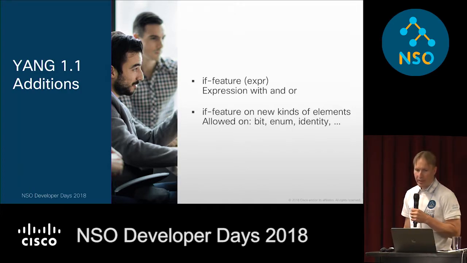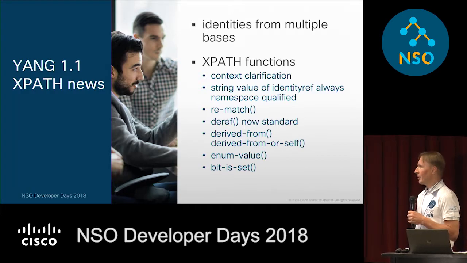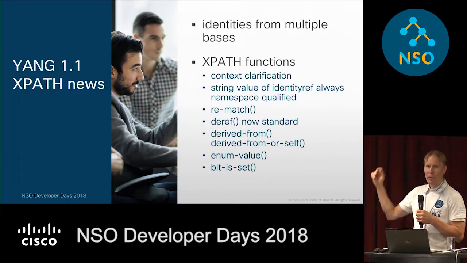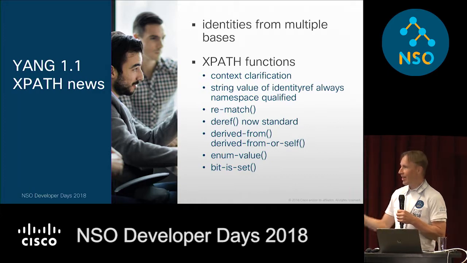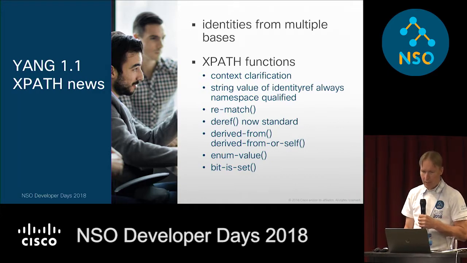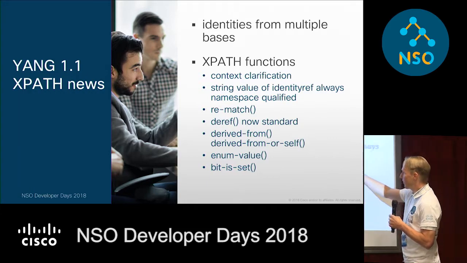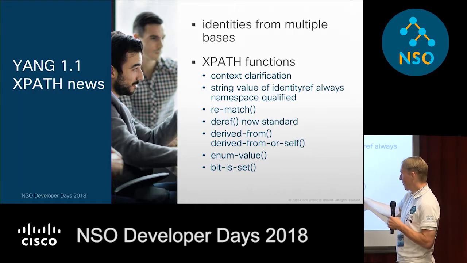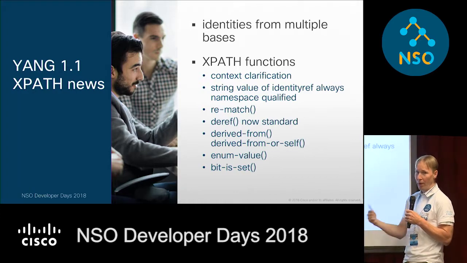A kind of interesting thing is identities based on multiple bases. I don't know, how many of you, raise your hand, understand what identities are? Not a whole lot. I have a slide on it next, I'll show you. And there are also a lot of new XPath functions: array match, deref, derived-from-or-self, enum-value, bit-is-set. Those are all new XPath functions that you can use in your must and when statements.